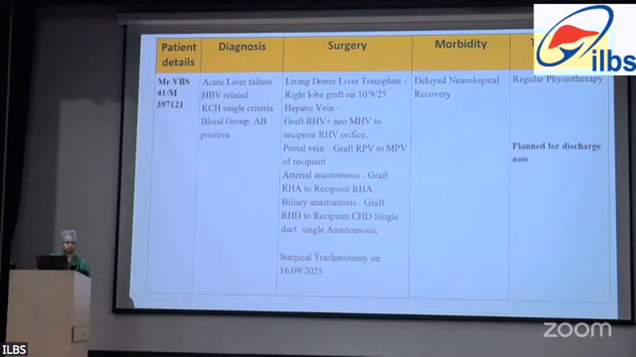Another patient, Mr. VB Singh, had acute liver failure, HBV related. He was in single criteria KCH. Now he had delayed neurological recovery, and with regular physiotherapy, he is now planned for discharge.